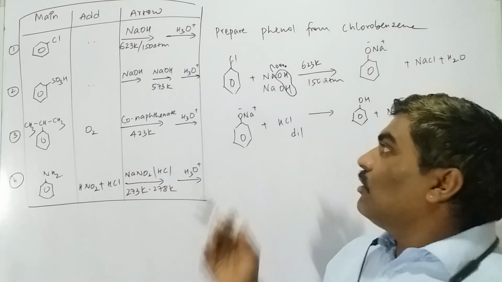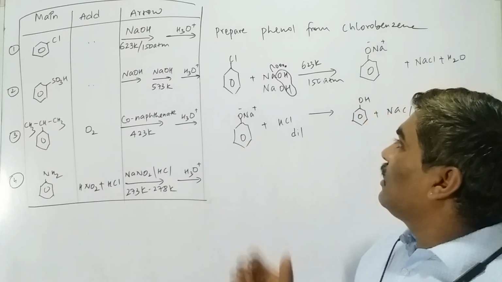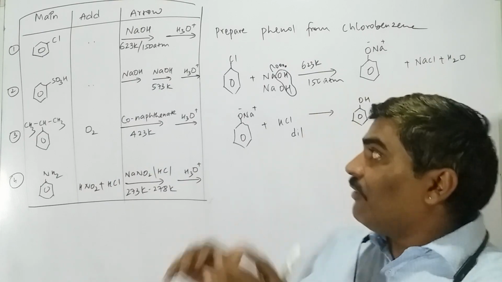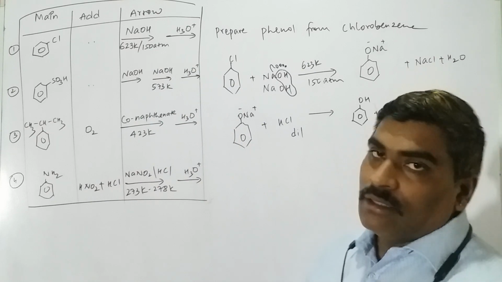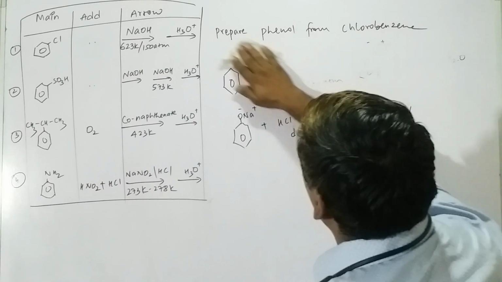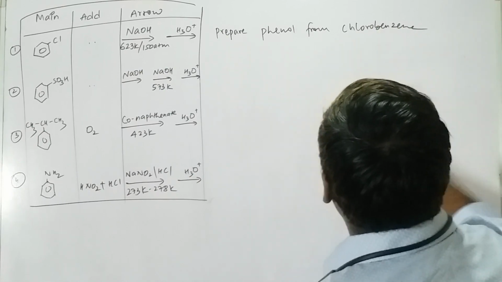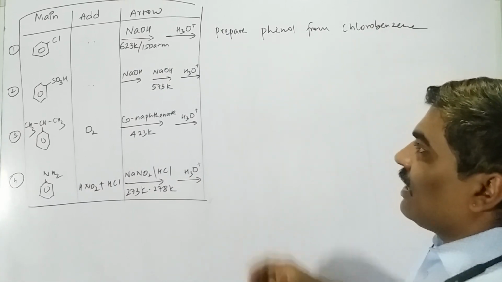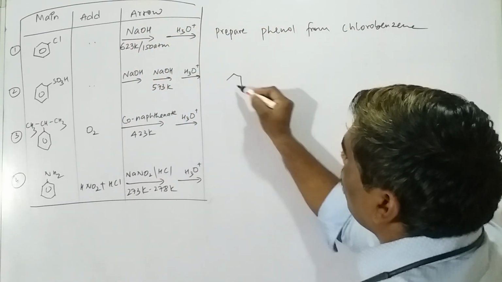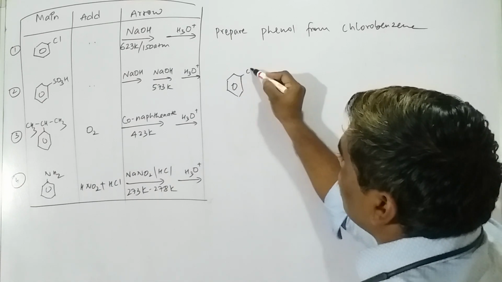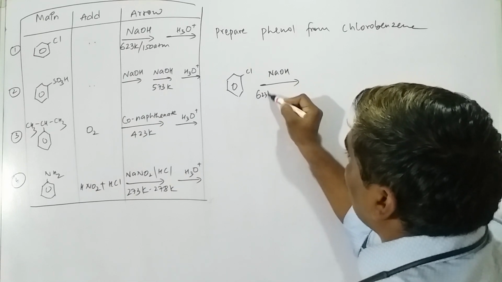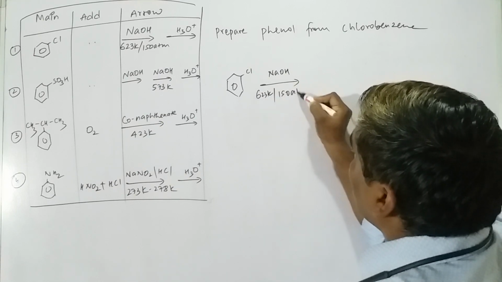So this is the preparation of phenol from chlorobenzene, this is how we can write. If you write like this, it is okay, no problem. And the way I have given here, you can do it that way also. So let's see that. Try to write the actual one here. If we have chlorobenzene, directly you write NaOH. You write here 623 Kelvin and 150 atm.